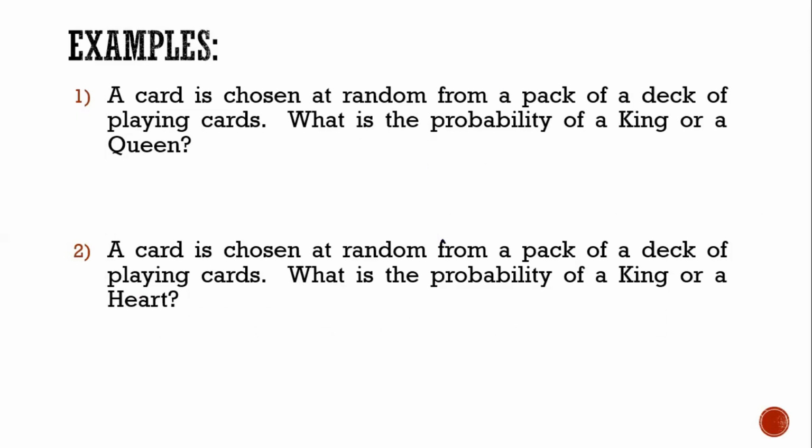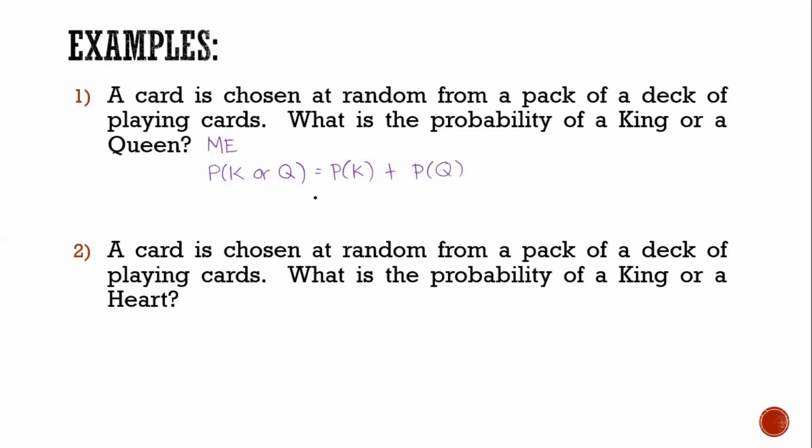Example number 1. A card is chosen at random from a deck of playing cards. What is the probability of a king or a queen? In answering this problem, let's first analyze if it is mutually exclusive. Is king or queen mutually exclusive? Yes, it is, because a king and a queen cannot happen at the same time. Therefore, we are going to use the probability of king or queen is equal to the probability of king plus the probability of queen.